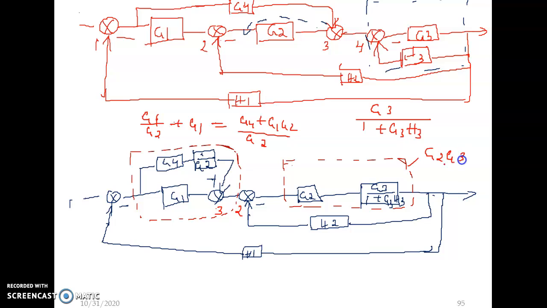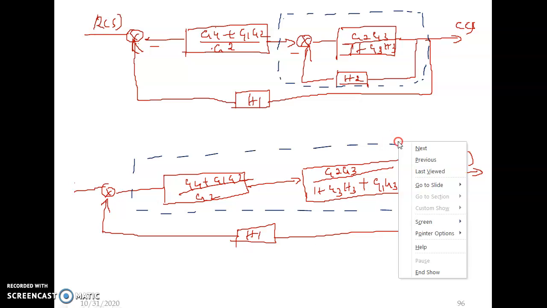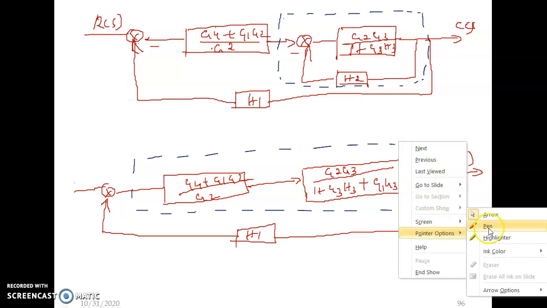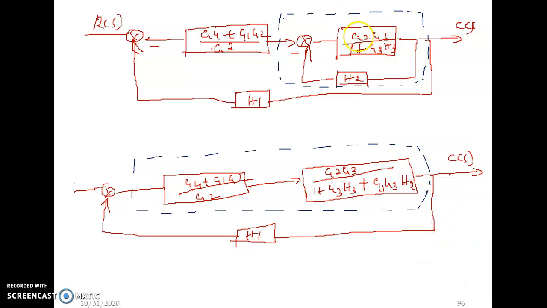G2 G3 divided by 1 plus G3 H3. So instead of these two blocks, we can write a single block of transfer function G2 G3 whole divided by 1 plus G3 H3. So here it is combined. And this is the combination of the cascade blocks and this is a combination of parallel blocks.